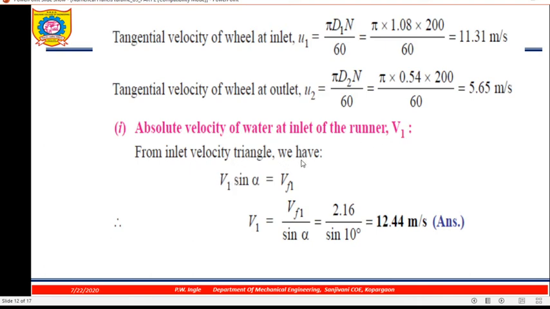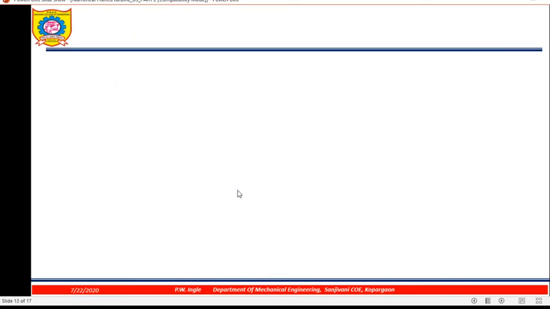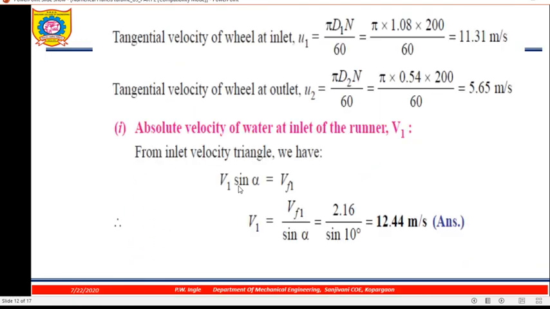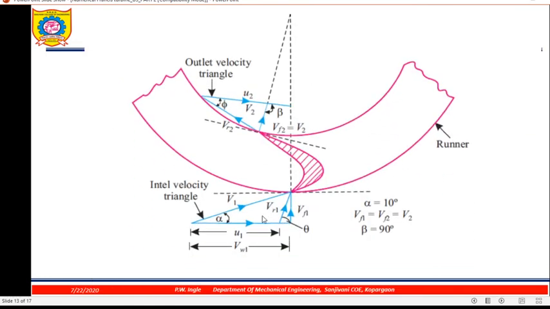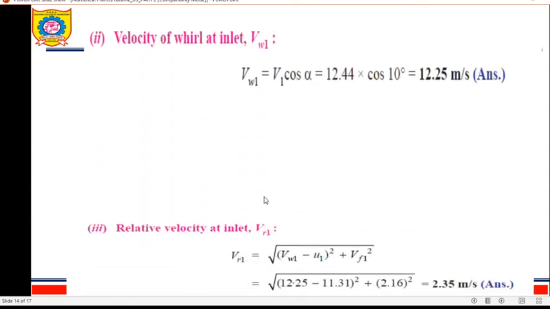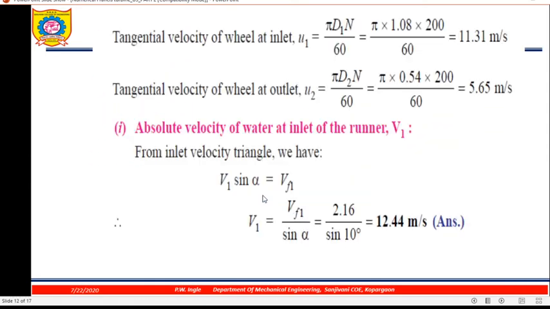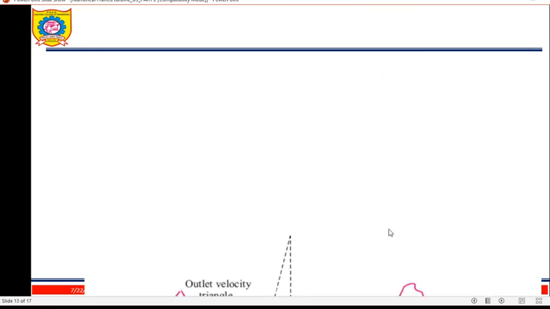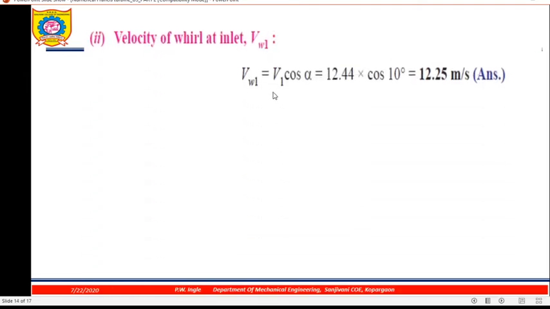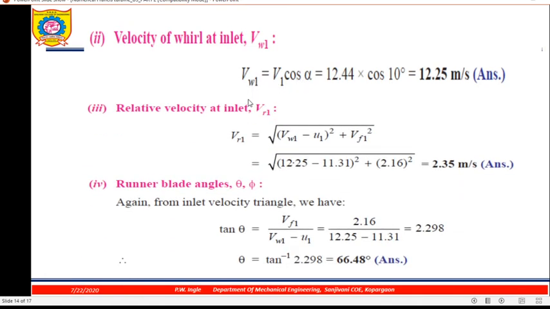From the inlet velocity triangle, we use the alpha angle and just use the trigonometric relations. Sin alpha equals Vf1 upon V1, that is opposite upon hypotenuse. Therefore we get V1 as 12.44 meter per second. Then next, cos alpha equals VW1 upon V1. You just use the trigonometric relations.